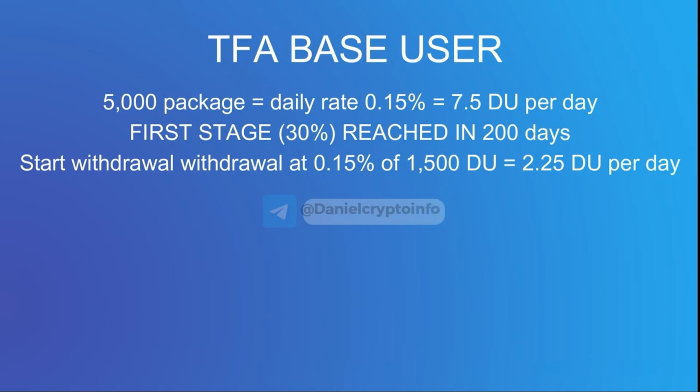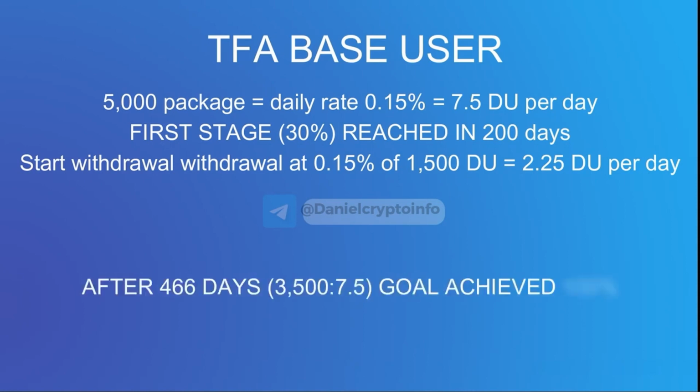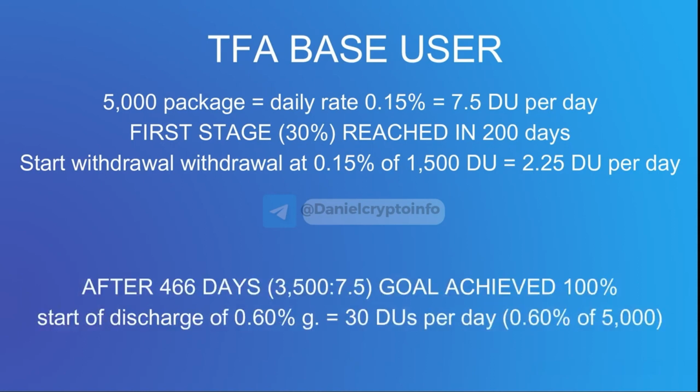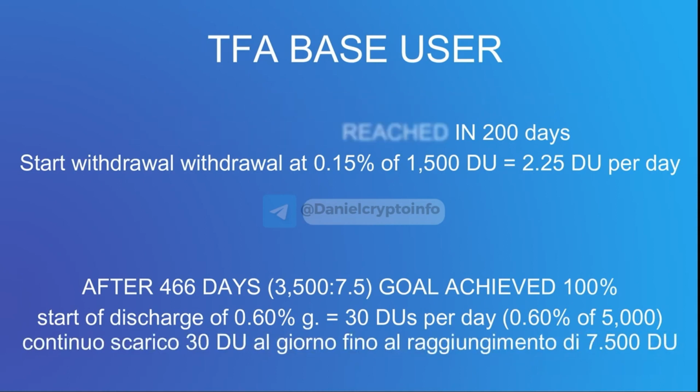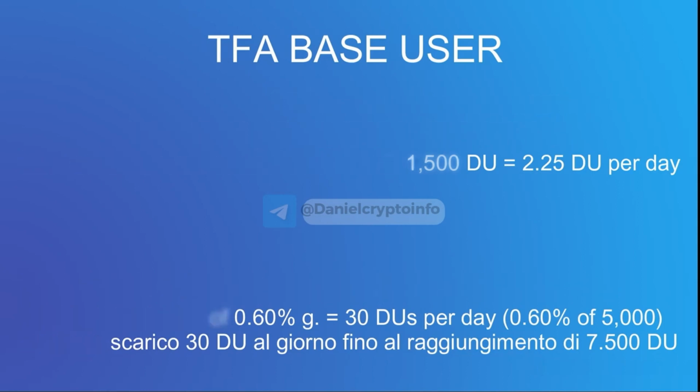So, to reach the first stage of 30%, it will take 200 days. After 200 days, you can start withdrawing 0.15% per day, which calculated on the 1,500 DU accumulated corresponds to 2.25 DU. After 466 days, the goal of 100% charging is reached, allowing withdrawal of 0.60% daily, which corresponds to 30 DU daily. At this point, you can go ahead to download 30 DU daily until you reach the total amount of 7,500 DU.